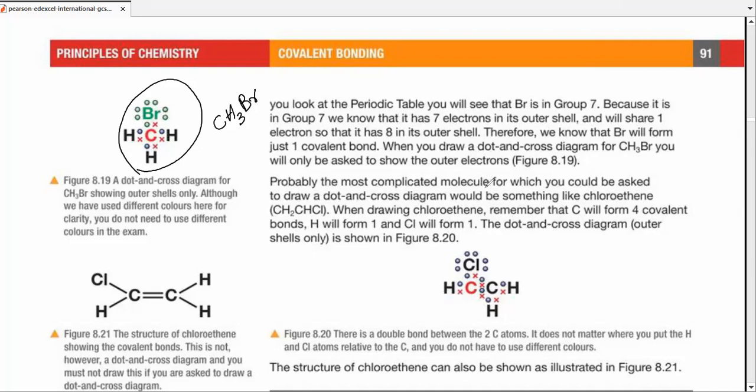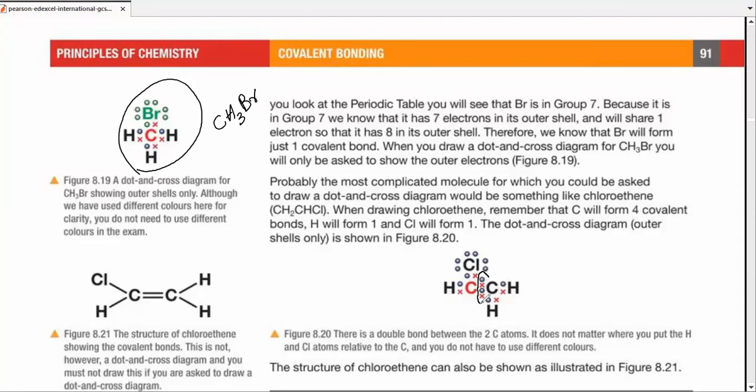Probably the most complicated molecule for which you could be asked to draw a diagram would be something like chloroethene. When drawing chloroethene, remember that carbon will form 4 covalent bonds, hydrogen will form 1, and chlorine will form 1. That is something I've explained earlier.